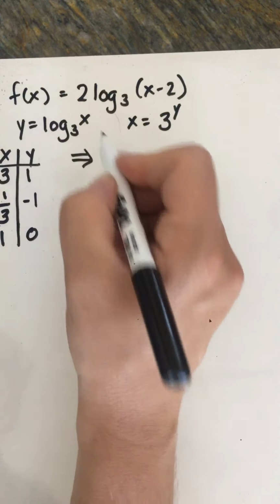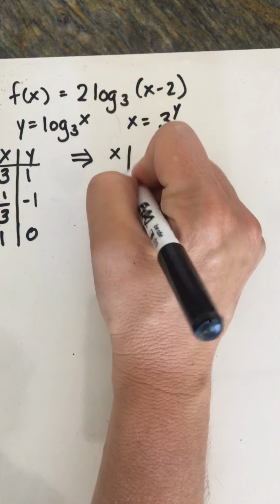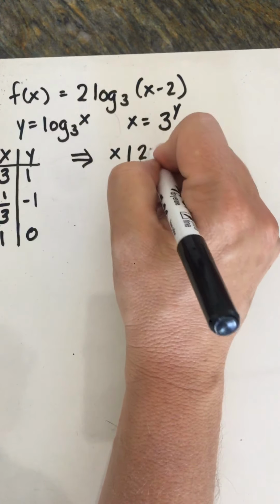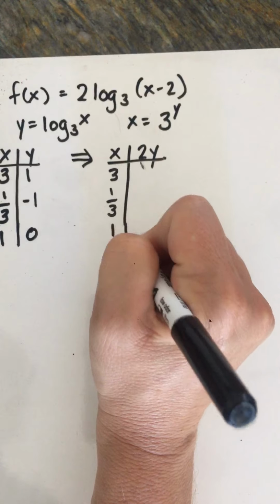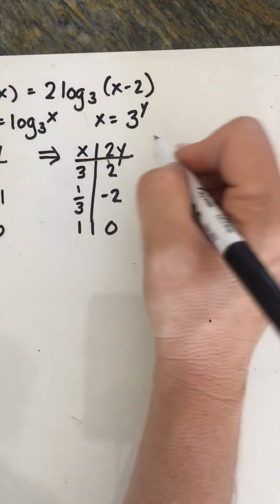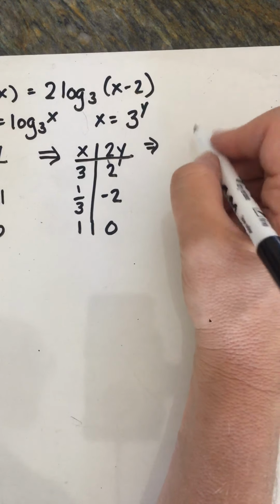Now we're going to do a vertical stretch. So here's our x's and our y's, but our y's are going to be doubled. I'm going to double those y's. So x's are 3, 1/3, and 1. Our y's become 2, -2, and 0. And then we can do our horizontal shift.